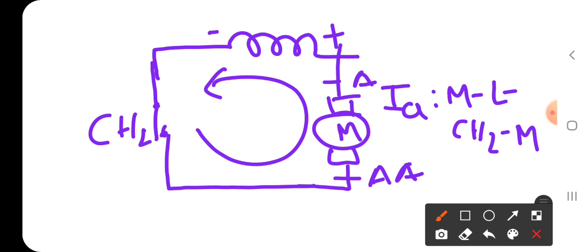That is the first one. The second one is the output voltage is still 0 only. Why is it so? Because it is not at all connected to the source. And the third one is, as the load, that is the motor, is not connected to the source, hence Is is equal to 0.